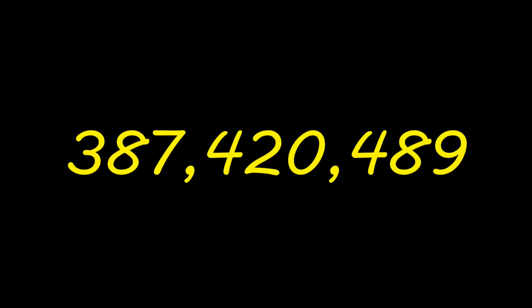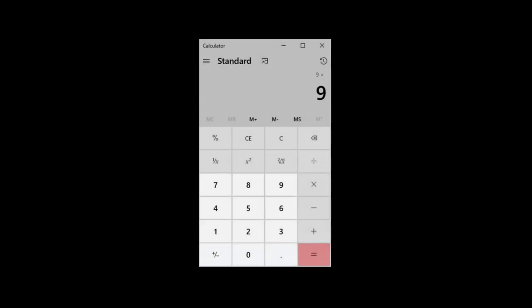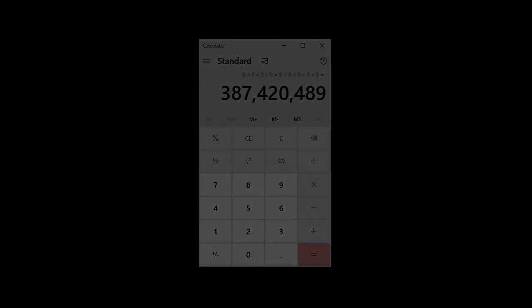387,420,489. Did I win? Oh, you think I cheated? Okay, what if I wrote it this way then? 9 to the 9th power. The big number 9 you probably understand, but the small number 9 is what's called an exponent, or the number of times the big number is multiplied by itself. In this case, my number is the result of multiplying 9 times 9 times 9 times 9 times 9 times 9 times 9 times 9 times 9. Remember this because we'll come back to it in a moment.